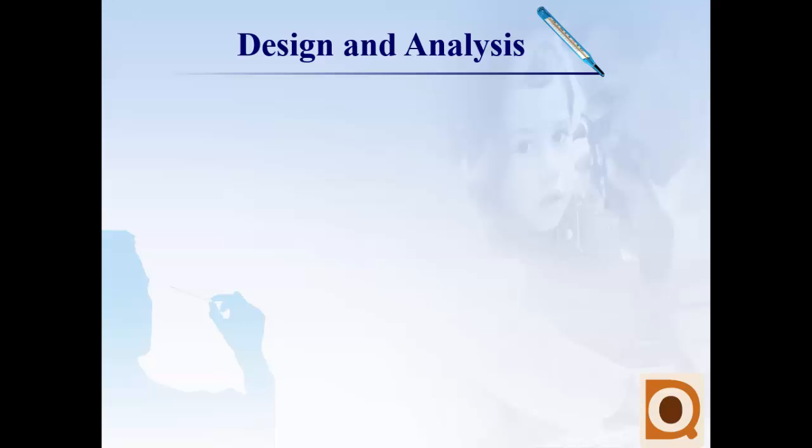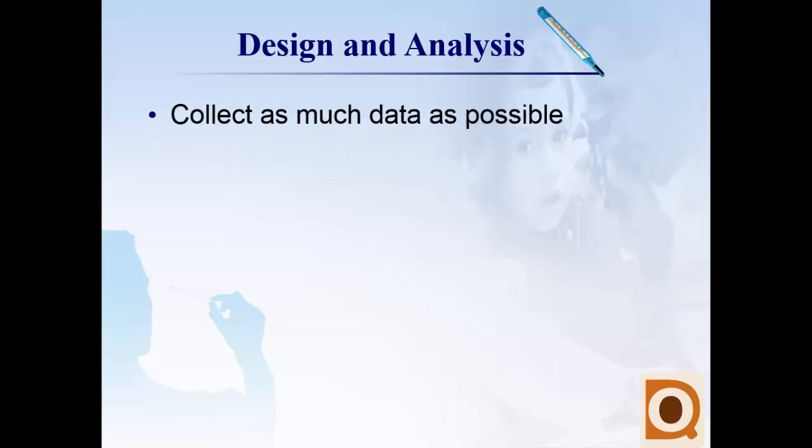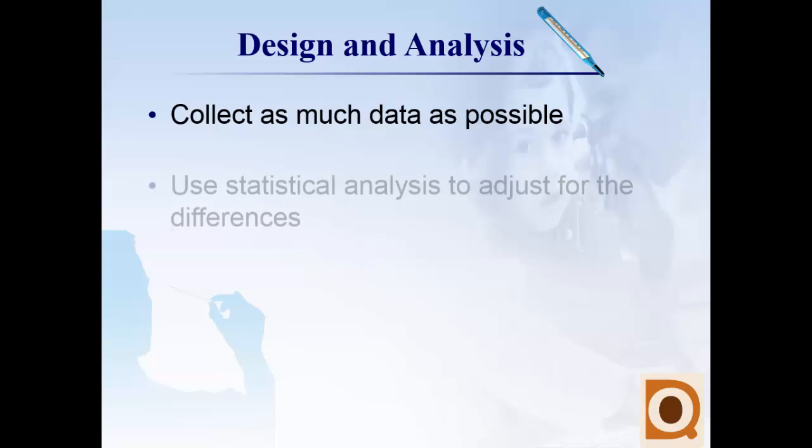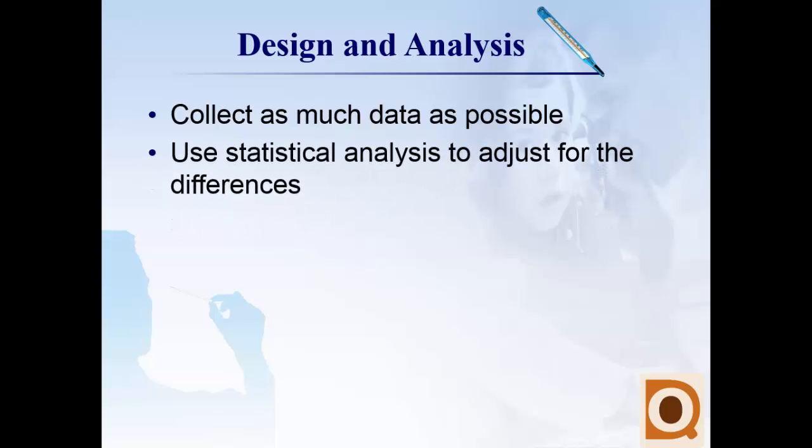So last but not least, we look at the design and analysis for non-randomized studies and natural experiments. During the design and analysis, you are advised to collect as much data as possible on the subject's key characteristics. That way you'll have the maximum number of respondents and the maximum number of variables, which should be as exhaustive as possible. You should also use statistical analysis to adjust for these differences, and we'll see the different ways in which statistical analysis can be used to make these adjustments.